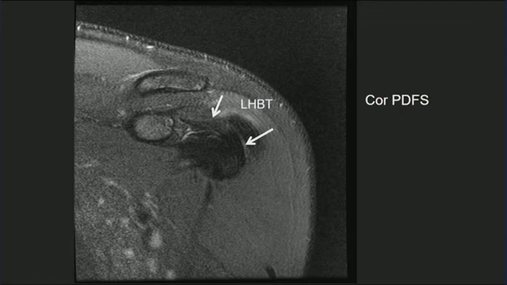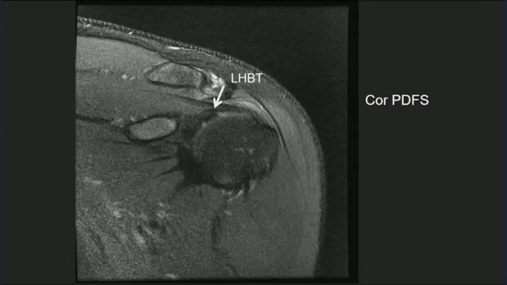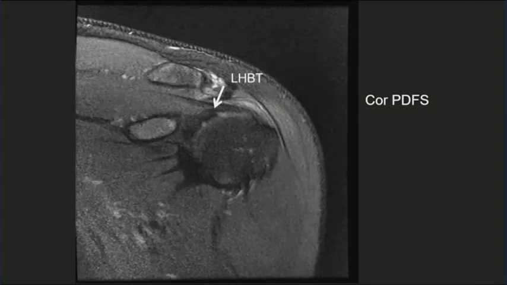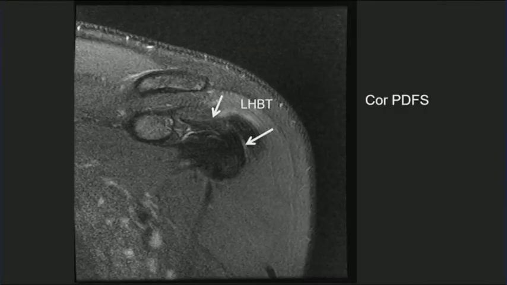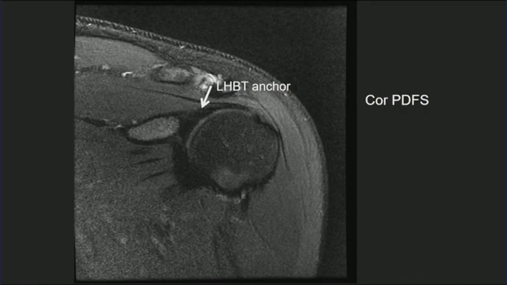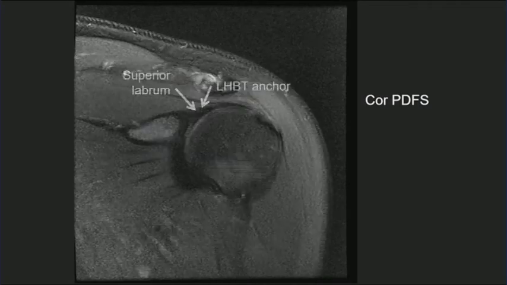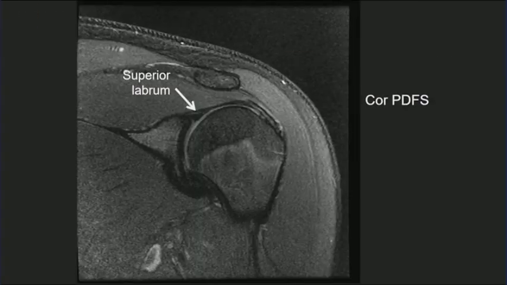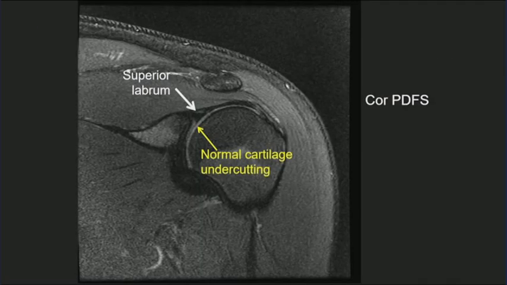If we scroll through the coronal images from anterior to posterior, you can see, go back. Here's the long head biceps tendon. As we follow the long head biceps tendon, you see it going into the anchor. And then the superior labrum is here. And then notice the normal cartilage undercutting beneath that superior labrum.